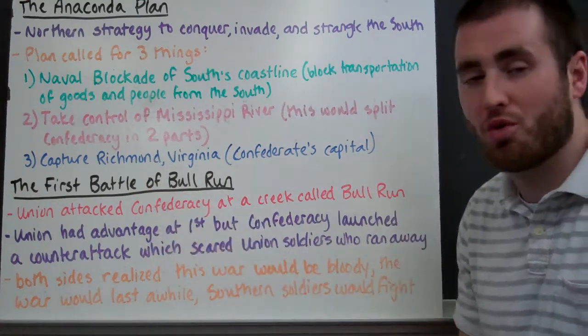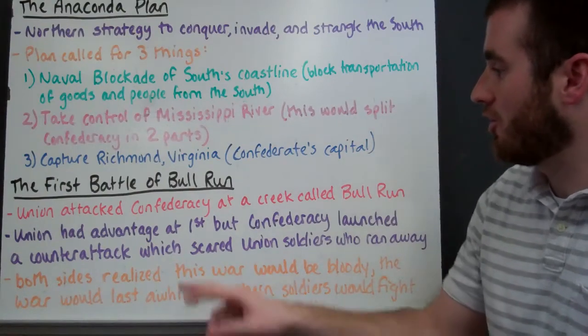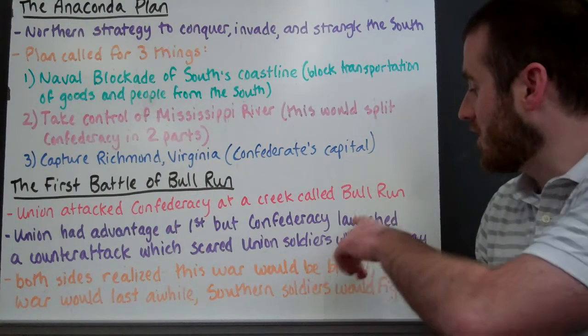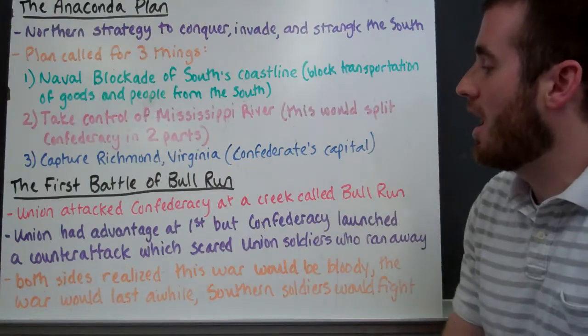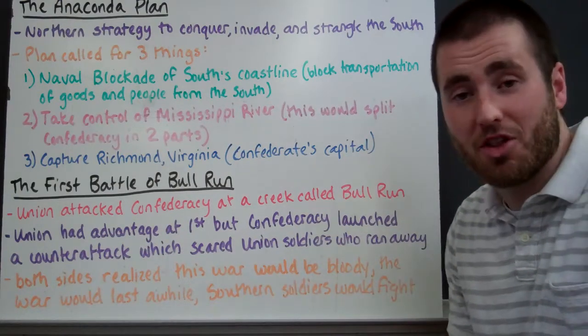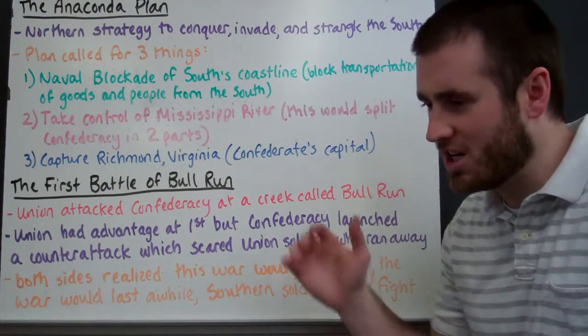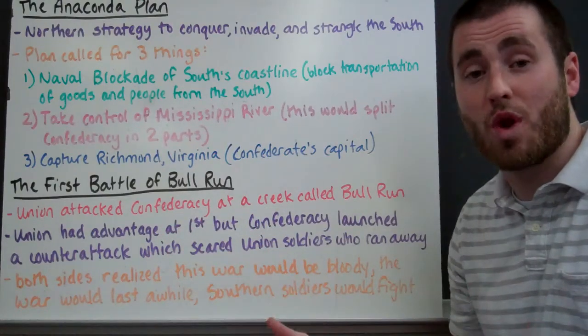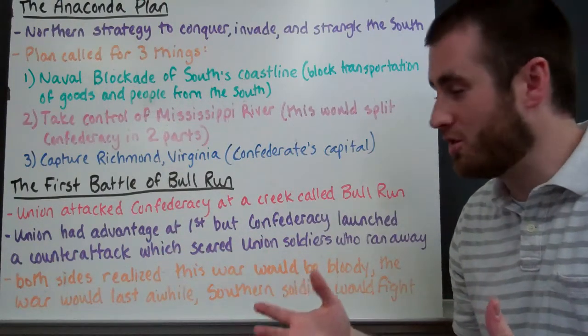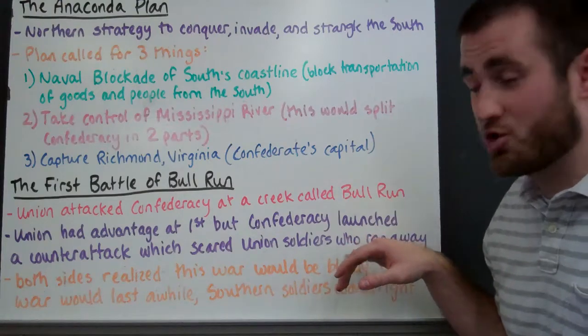So the first Battle of Bull Run, or at Manassas, Virginia: the Union attacked the Confederacy at a creek called Bull Run, hence where you get the name. The Union had the advantage at first, but the Confederacy launched a counterattack, and they would yell as they were attacking, and this became known as the Rebel Yell. And it freaked out the Union soldiers so much that they just ran away.